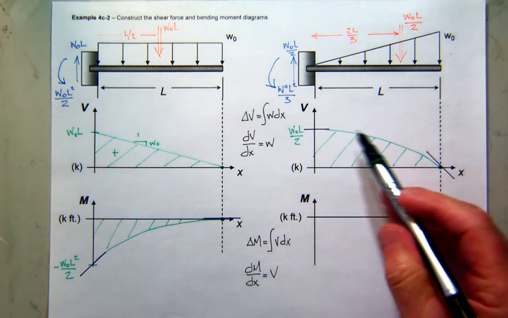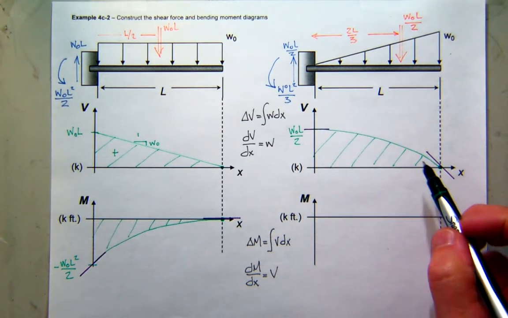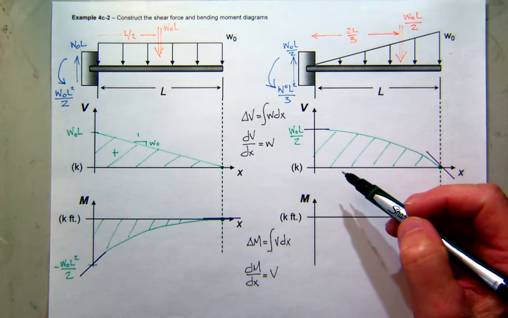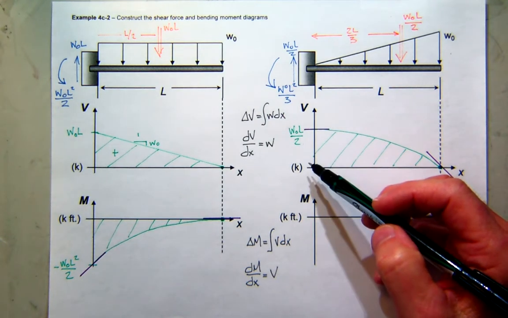And again, the shape of this is not that critical. You should get roughly the shape. But again, you can see, can I identify a maximum value for shear? Sure, it's right there. And I can also find its location.